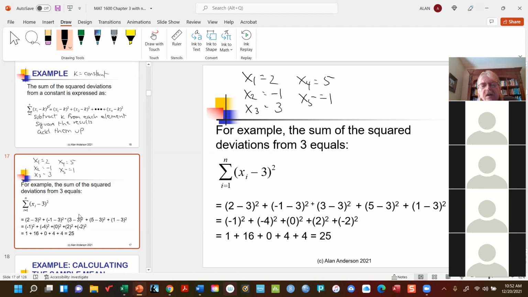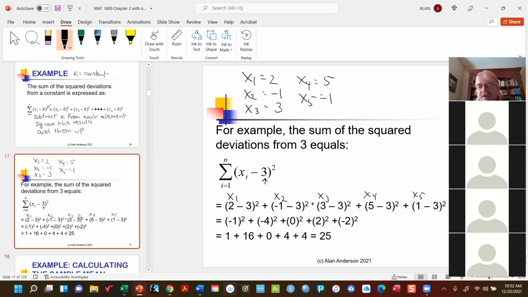Now I'm going to go through each one of these. This is x1, x2, x3, x4, and x5. And then in each case, I'm subtracting 3. Right? And within the parentheses, I'm subtracting. Then I'm going to square that difference.